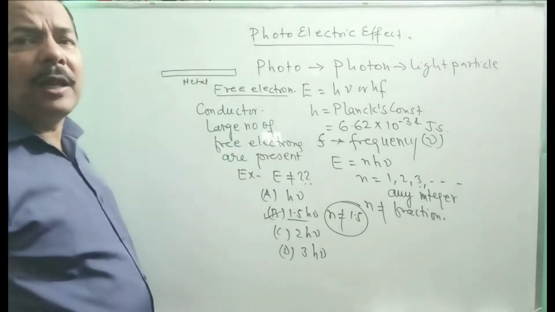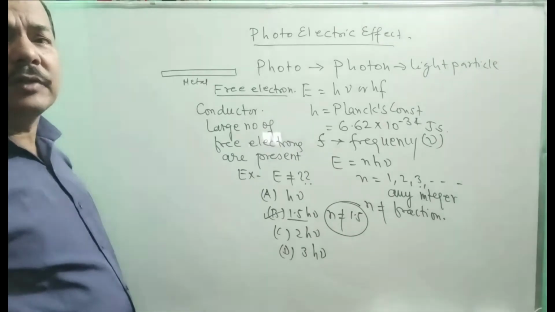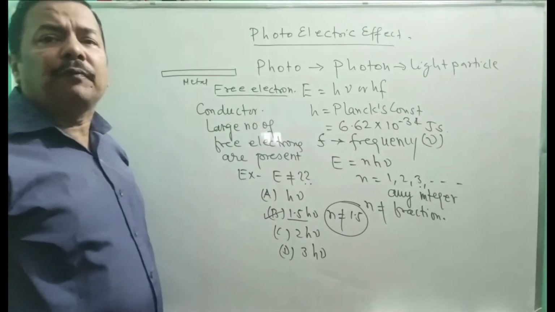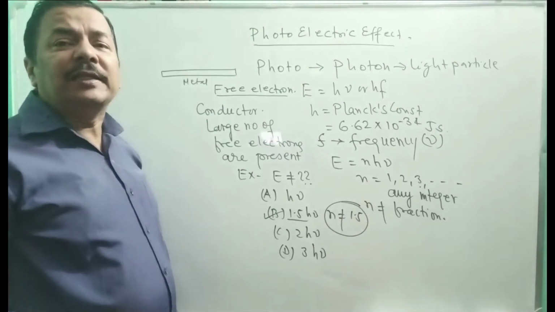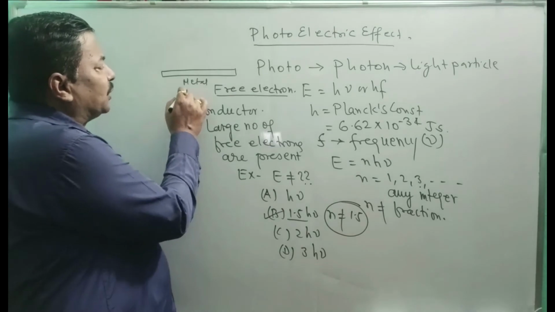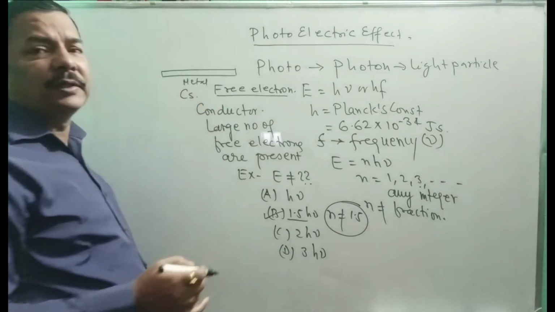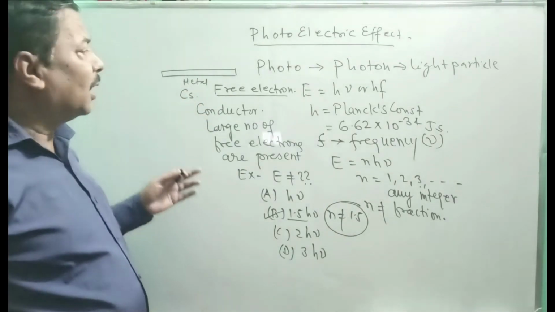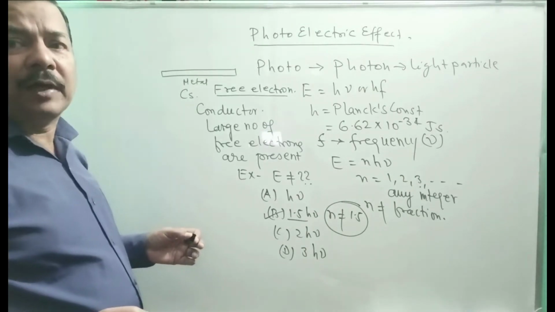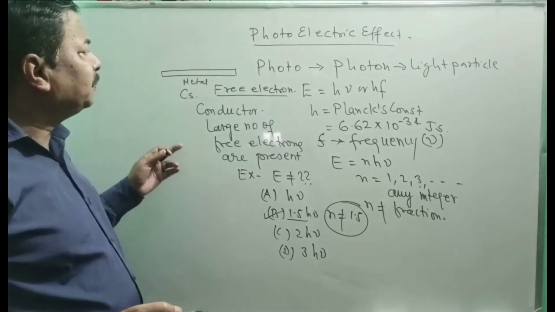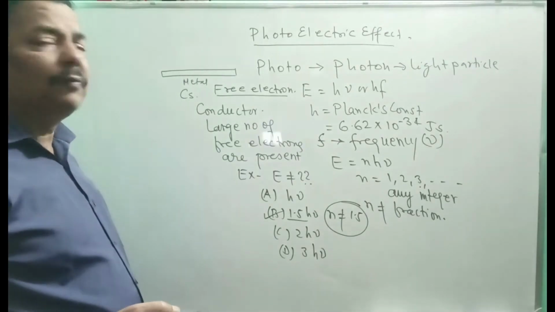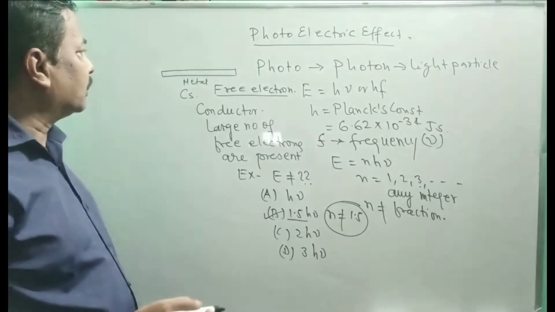Why am I taking metal? Because in the case of metal, a large number of free electrons are available, and if a large number of free electrons are available, we can easily observe the phenomenon of photoelectric effect, and the best metal is cesium. Why? We will be discussing that. Alkali metals give the phenomenon of photoelectric effect with visible light, and among them, cesium is the most suitable metal for the photoelectric effect.